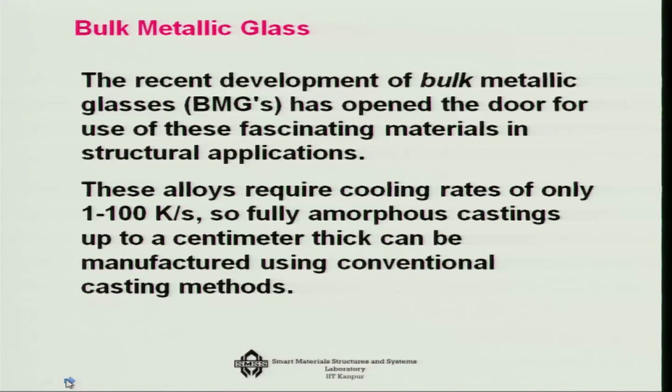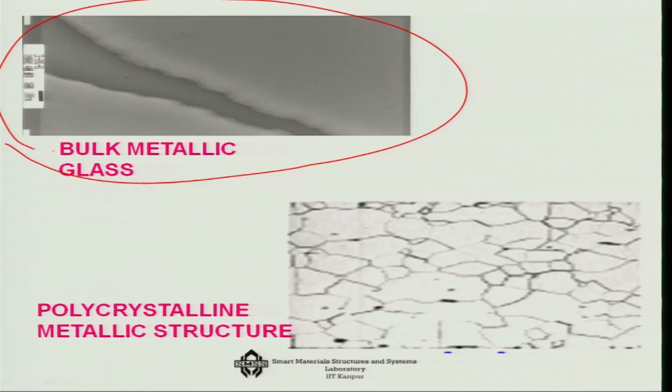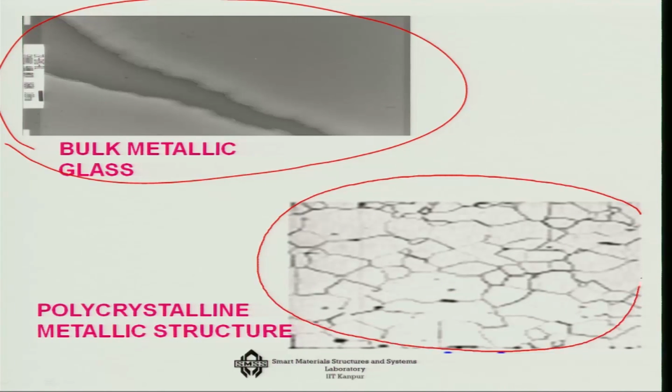Now, the bulk metallic glass is something in which this cooling rate is brought down to something like 1 to 100 Kelvin per second, and that is possible because of some kind of eutectic mixtures that today we can do for preparing this. For example, you can see that this is a bulk metallic glass structure, and you can see in the SEM picture that there is no grain, unlike this polycrystalline metal structure where you can see that so many grain boundaries are there.